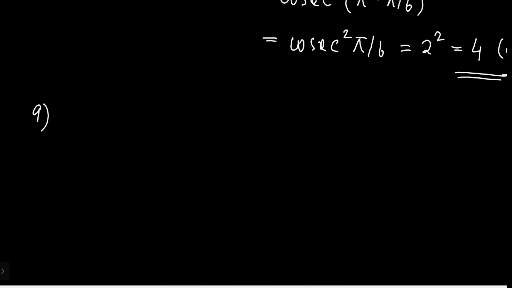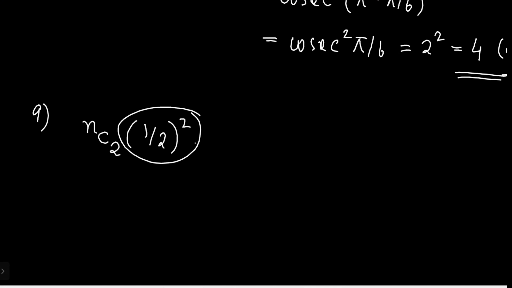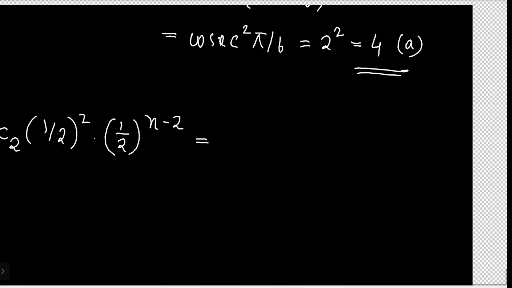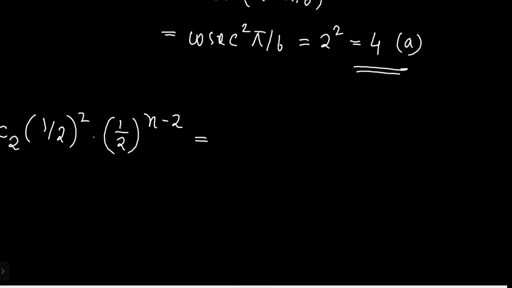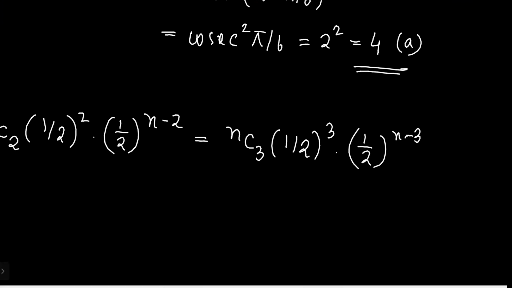That means here the condition is we have to choose 2 from n, nC2, into half to the power 2, this is the probability of getting odd numbers 2 times, and the remaining half to the power n minus 2. Okay, is equal to, it is given that it is equal to the probability of getting an even number 3 times. That means you have to select nC3 into half to the power 3, that is the probability of getting even number 3 times, into half to the power n minus 3 for the remaining.